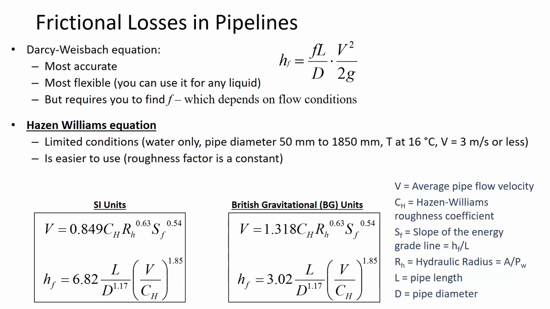You can see that there is a different formulation of the equation if you're working in traditional British gravitational units, because the C sub H values are still the same, but you'd be putting in units of feet into the hydraulic radius instead of meters, and units of feet into the length instead of meters, and so on.